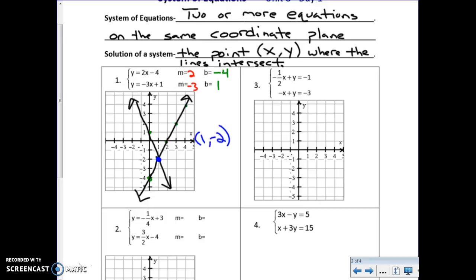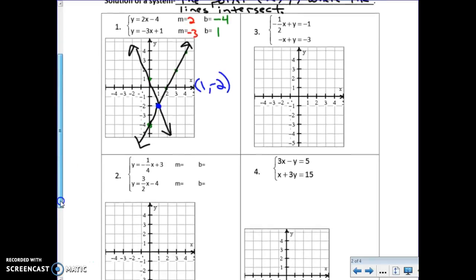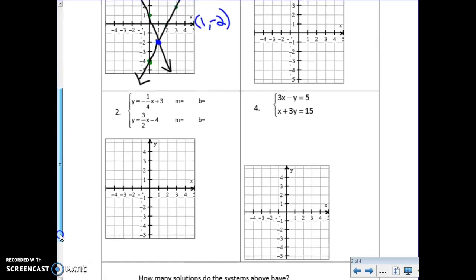Go ahead and try number 2 on your own. Go ahead and hit pause. Try this on your own. And then when you're ready to check your answer, hit play again, and see if it matches what I got.